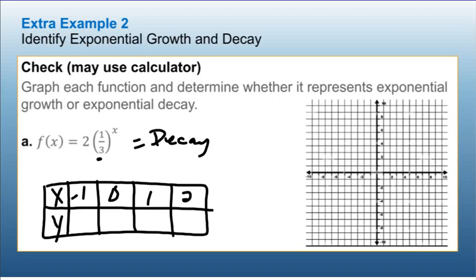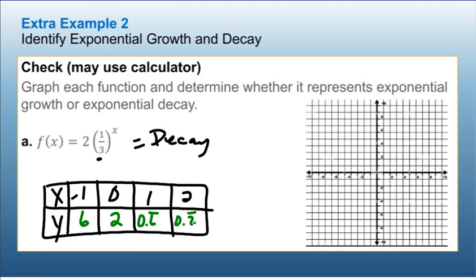Plug those numbers in. So 1/3 raised to the negative first power is 3. 3 times 2 gives us 6. 1/3 to the 0 power is 1 times 2 is 2. 1/3 to the first power is 1/3 times 2 is 2/3, which would be 0.6 repeating. And then if I raise 1/3 to the second power, that would give us 0.1 repeating. Multiply that by 2 gives us 0.2 repeating.